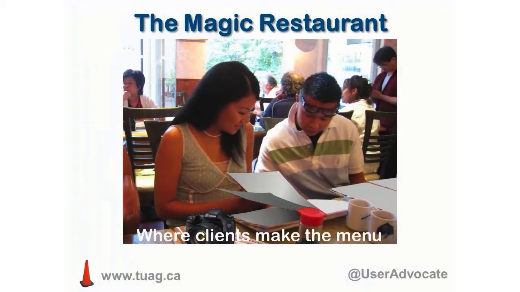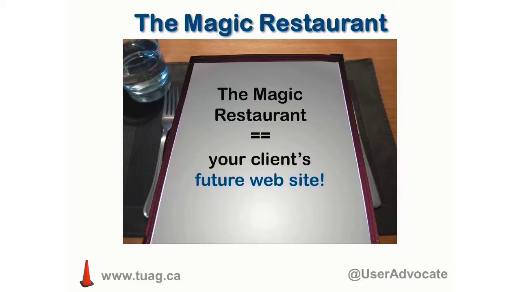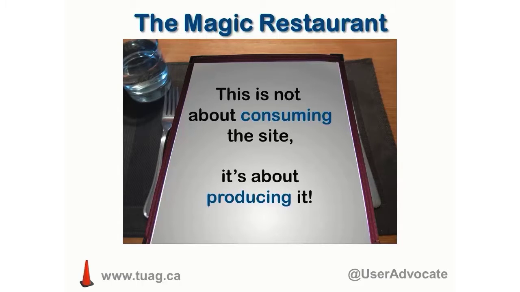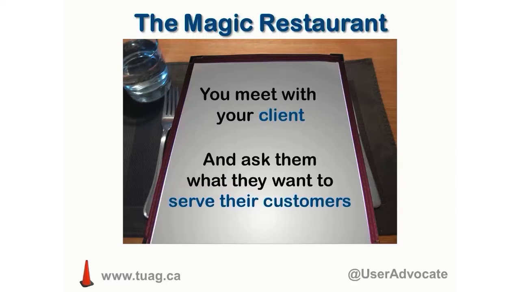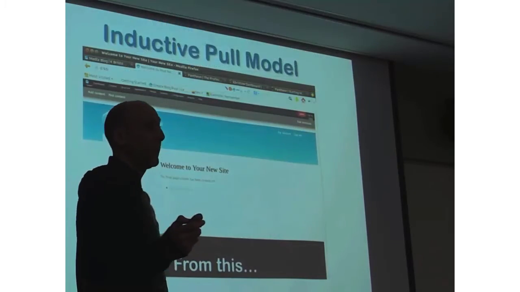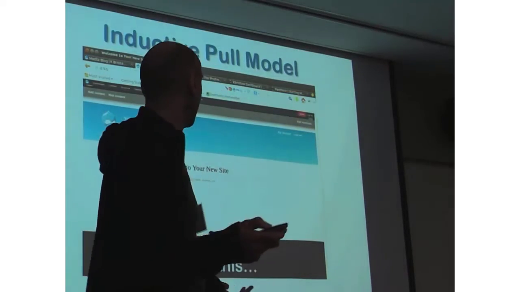So now, as you speak with your client, you have a conversation with them around, well, what do you want on your menu? So this is your client's future website. It's not about consuming, it's about producing the website. So think about that. The restaurant that you go to is about consumption. The restaurant that you haven't built yet, it's about production. Same with websites. So they say, I want to serve these guys. These are my different market segments. So the same thinking, apply it to a restaurant creation. And I'm just going to speculate a little bit about what that might look like.